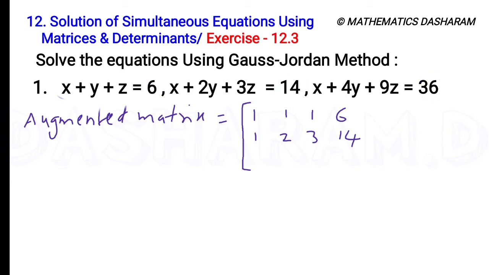Next, the third row is related to the third equation. So here 1, 4, 9 and the constant number 36. It is called an augmented matrix.